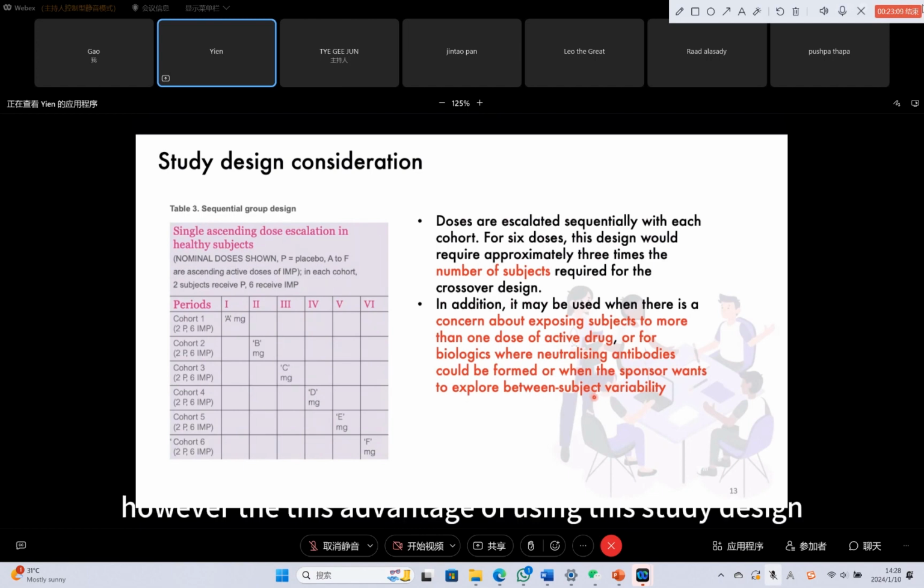However, the disadvantage of using this study design is that you have to recruit a lot of people. It means about 3 times the number of subjects required for crossover design. So it depends on how you want to design your study, how many people you are recruiting, and what drugs you are testing.